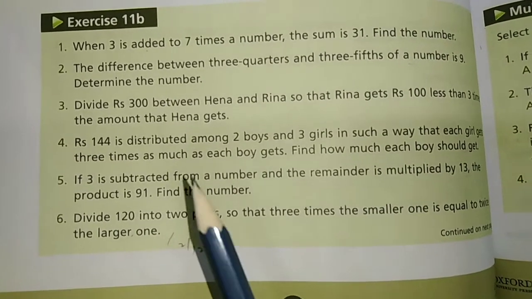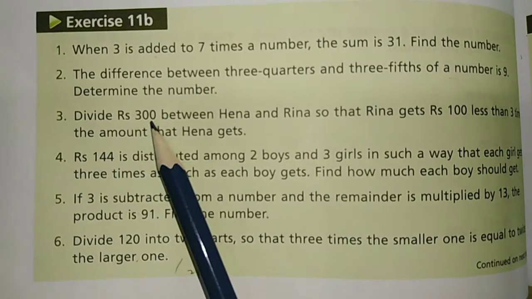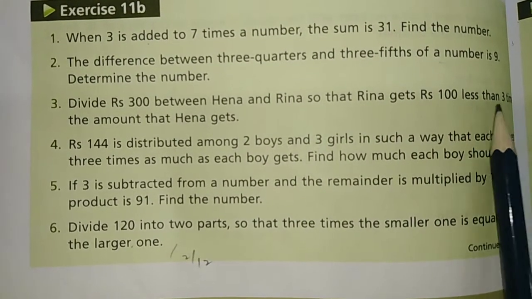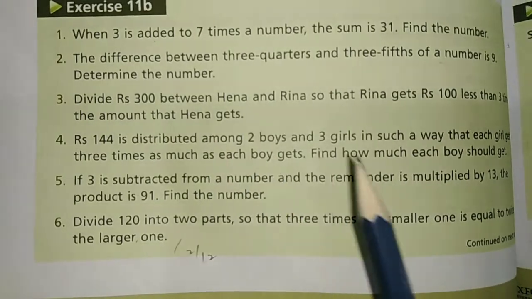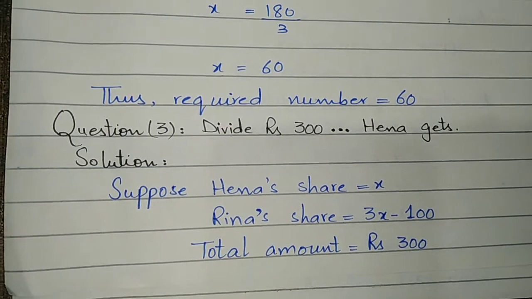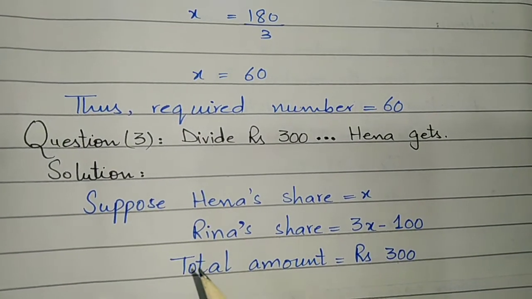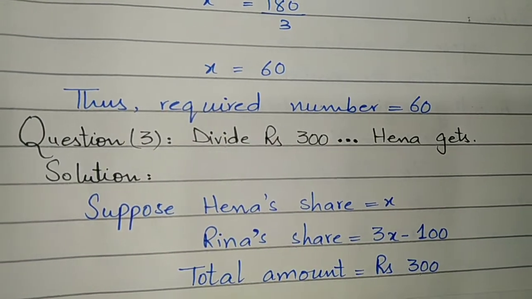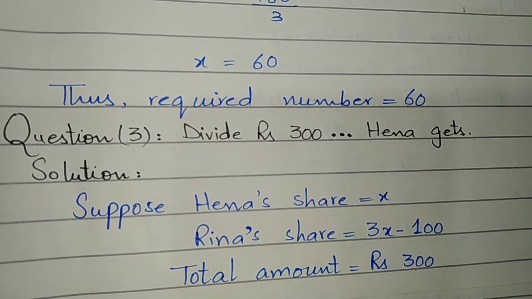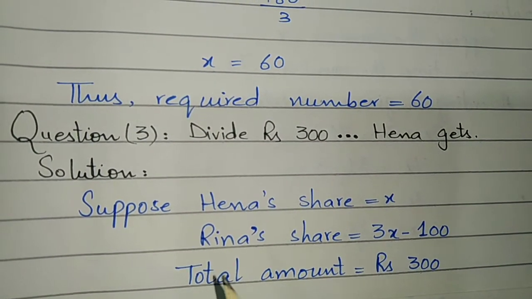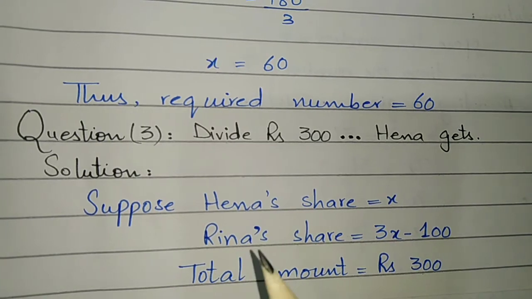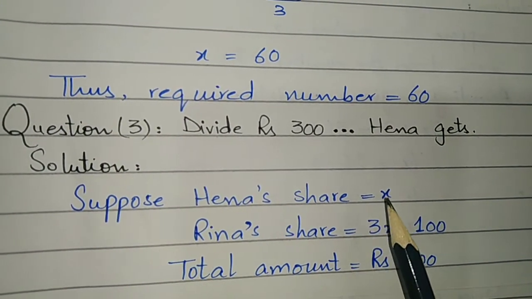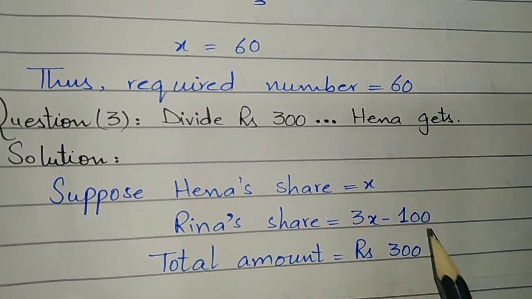The next question is question number 3. Divide rupees 300 between Hina and Rina so that Rina gets rupees 100 less than 3 times the amount that Hina gets. So firstly we have to suppose the shares of Hina and Rina. Hina's share we let be x. According to the condition, they said Rina gets 100 less than 3 times the amount that Hina gets. So 3 times Hina's share is 3x, and 100 less than that means 3x minus 100.